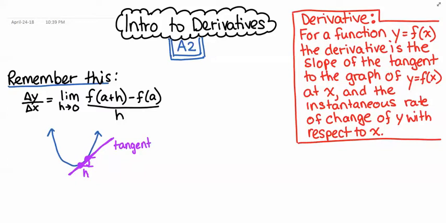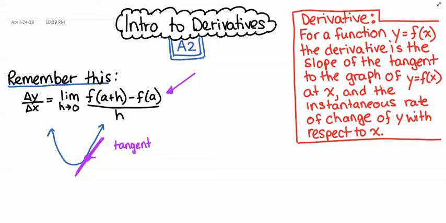So this is all about finding the slope at one point on a curve. That's our goal here: we have a curve, and we're trying to find the slope at that one point. We're going to use the equation we learned in class, but we're going to use it to generalize about an equation or a function.